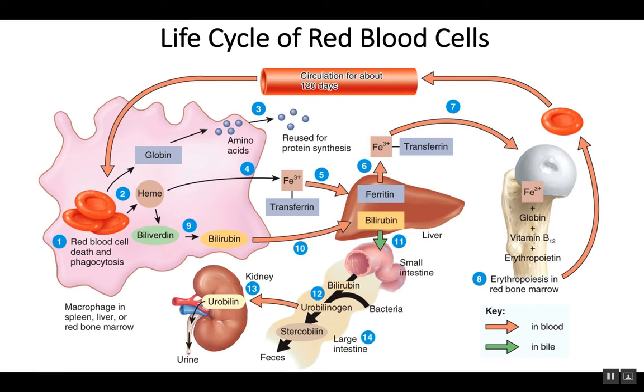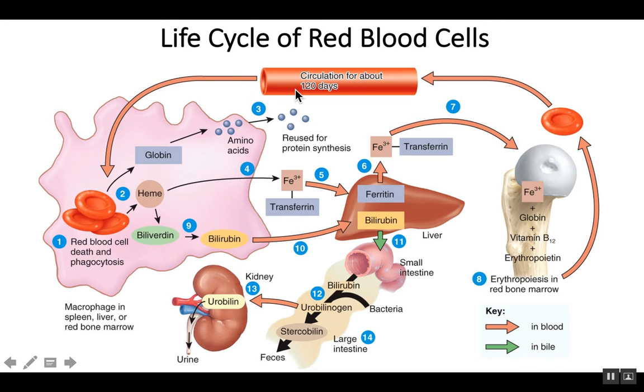Notice some of the things you need to produce a red blood cell. You need iron, you need globin, you need vitamin B12, and you need a hormone called erythropoietin, or EPO. If you have all the right ingredients, and there's more than these 4, red bone marrow can efficiently produce red blood cells. These red blood cells are going to circulate for about 120 days.